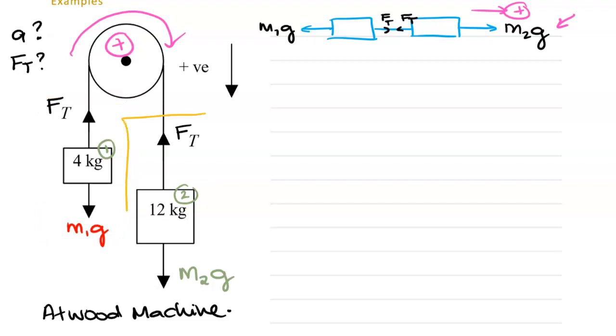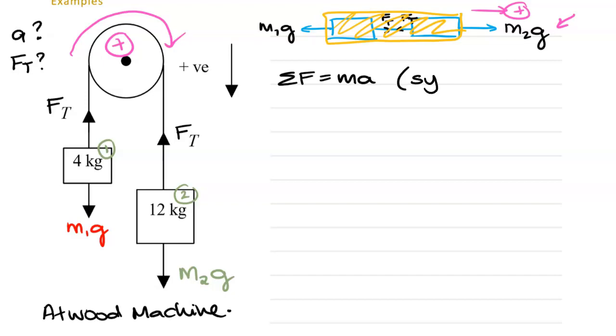We could think, okay, let's have a look at this object here. We've got the tension that we don't know and the acceleration again. So what we're going to do is look at the system. And when we look at the system, we can ignore those internal forces. So sum of the forces equals ma. We've got to be accelerating here. And that's going to be on the system.